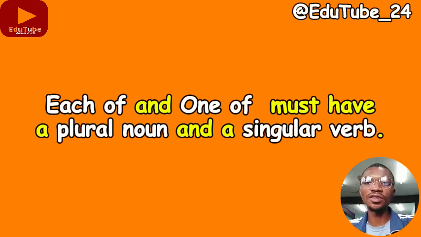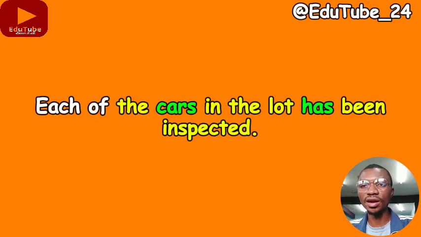So how is it similar to commandment number 16? It's similar because in both we are meant to use a singular verb, but the discrepancy is that in each we must use a singular noun, whereas in each of and one of we must use a plural noun. So the first example says each of the cars, not each of the car. Each of the cars in the lot has been inspected. You can see has is a singular verb and cars is a plural noun.